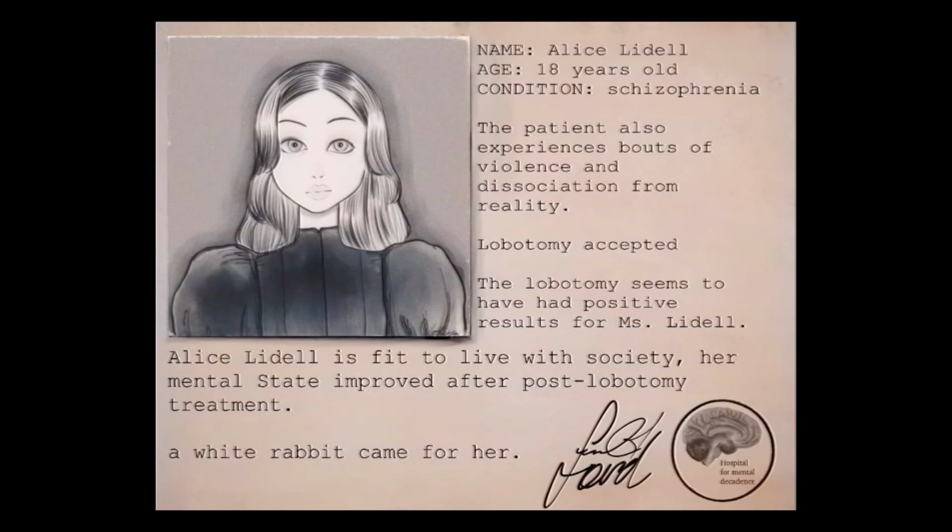It then cuts to an ID of sorts where we can really see who she is. The ID states, Alice Liddell, age 18, condition, schizophrenia. The patient also experienced bouts of violence and dissociation from reality. Lobotomy accepted. The lobotomy seems to have had a positive results for Miss Liddell.